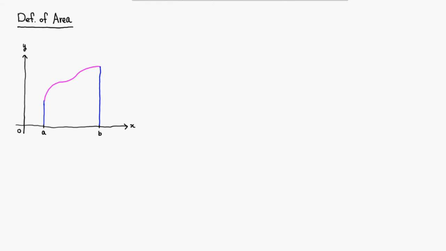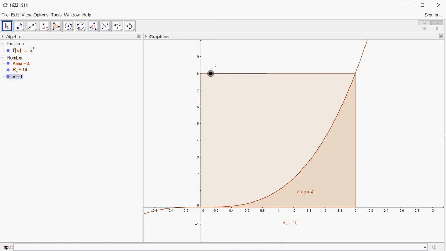Alright, let's look at the definition of area. Before we get to the actual definition of area, we would like to look at its motivation. I'm going to use GeoGebra to do some demonstration. Let's say you have a function x cubed. So the graph is given here.